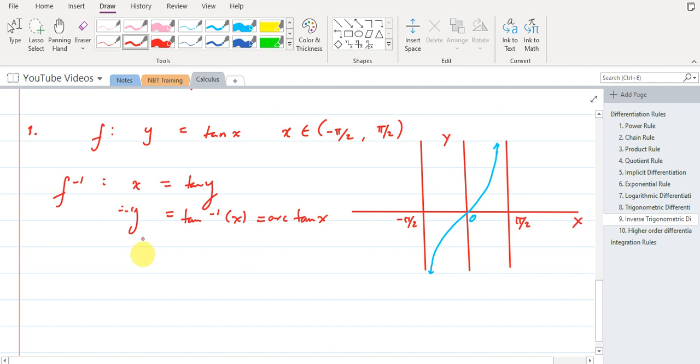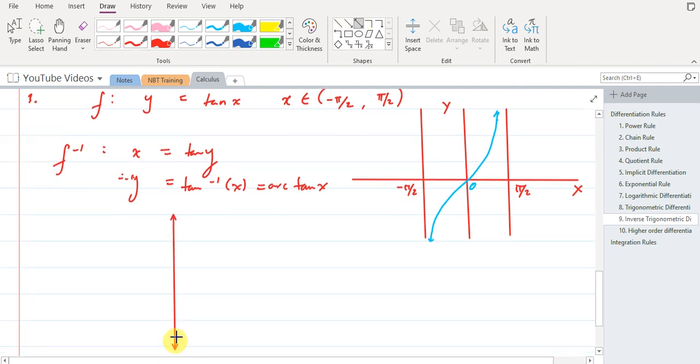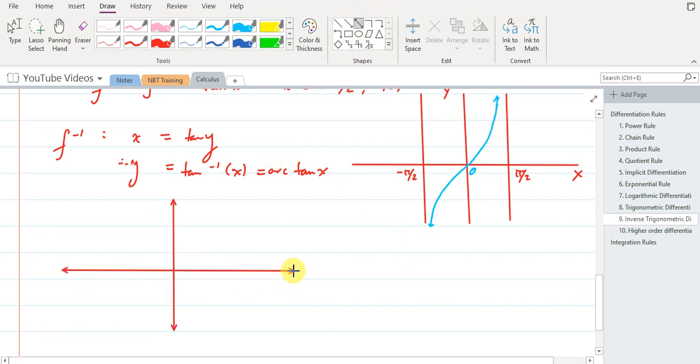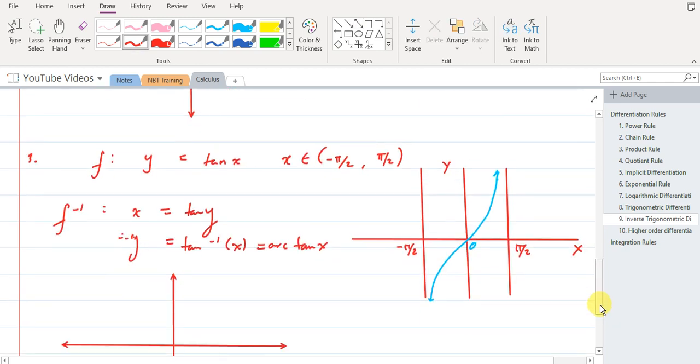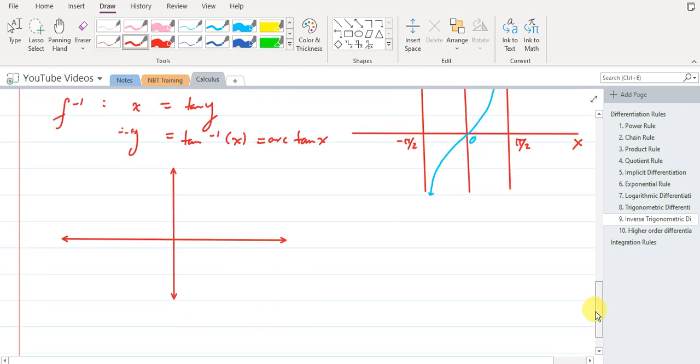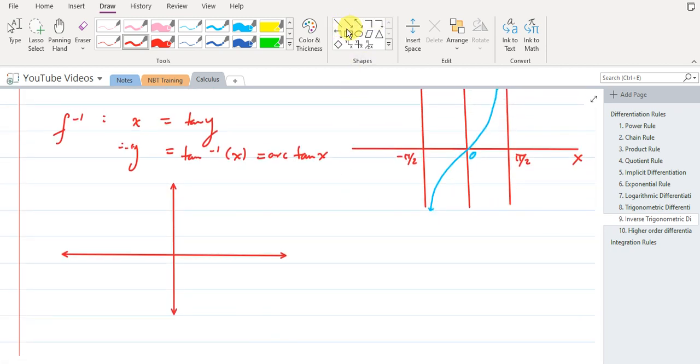Alright, so what's the graph for tan inverse x? Obviously you can take some coordinates here and switch them around to get a more accurate graph. You can see the function is already 1 to 1 between this interval from minus pi by 2 to pi by 2. The function is 1 to 1. The horizontal and vertical line test needs to cut the graph once.